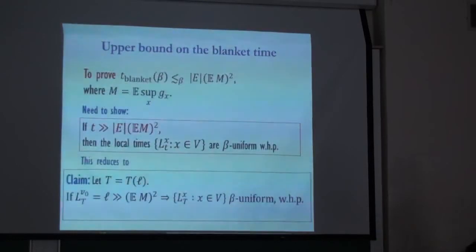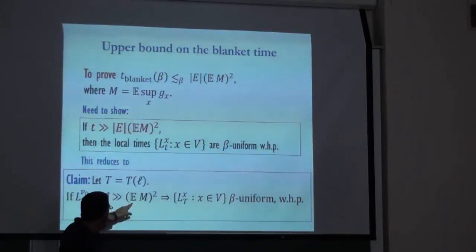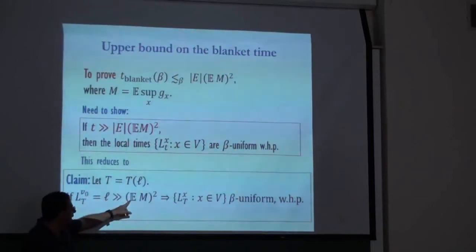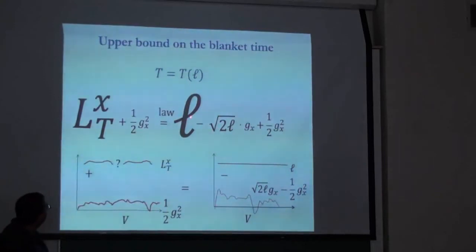So I told you that we run to a local time which is much bigger than the square of the maximum of the Gaussian free field, okay? So this local time L is much bigger than all these Gaussian squared variables, okay?